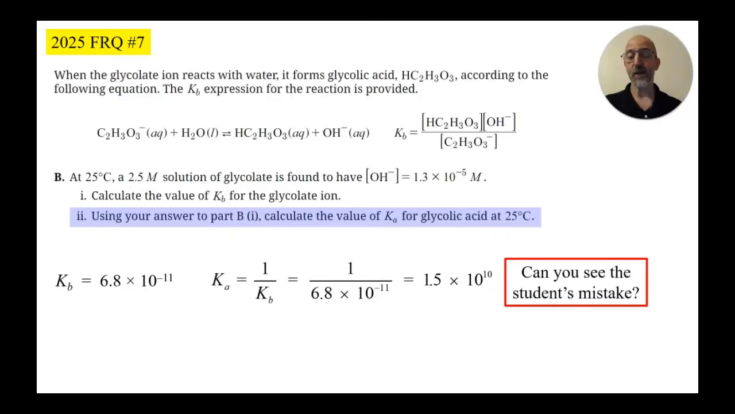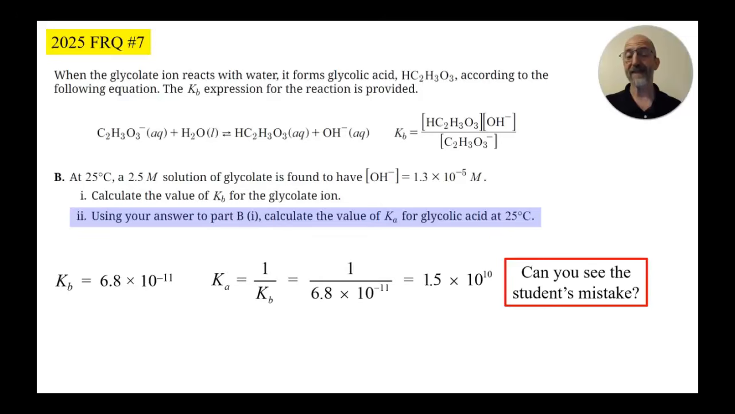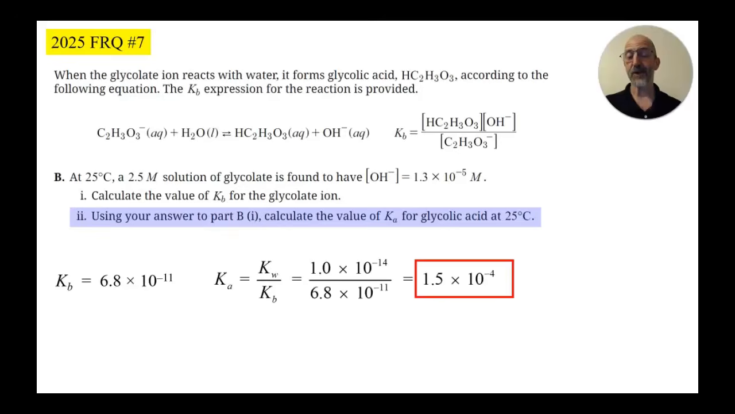That is correct. So it's not 1 divided by the Kb, it's actually Kw divided by the Kb. And you can find that equation on the equation sheet. So that is incorrect. This is the correct answer. And so the Kw divided by the Kb is equal to the Ka.